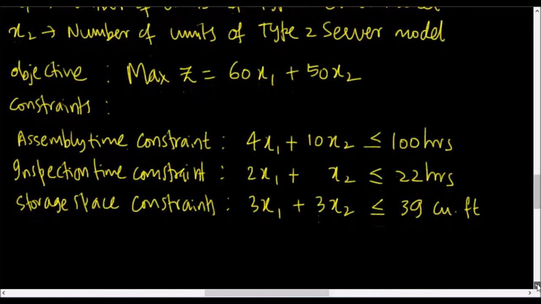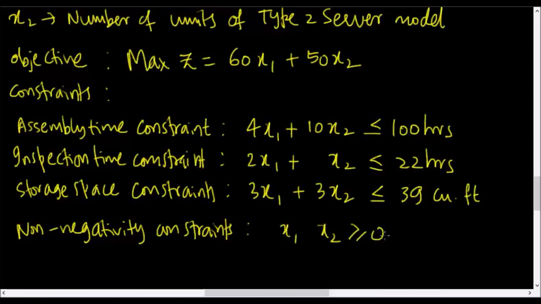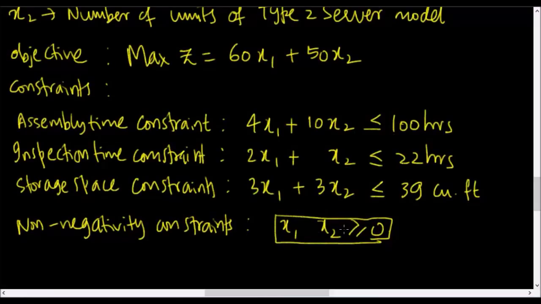And finally, the non-negativity constraint, which restricts the values of x1 and x2 to only non-negative values, because we are saying that x1 and x2 should be greater than or equal to 0. If I am going to use a graph sheet, then naturally this constraint will restrict us only to the first quadrant, ignoring the second, third and fourth quadrants. This is the formulation of the LP model.